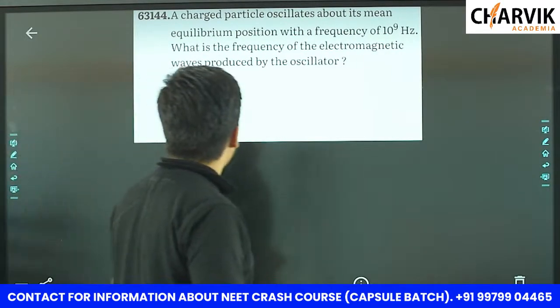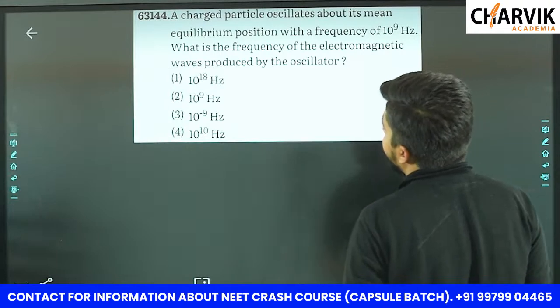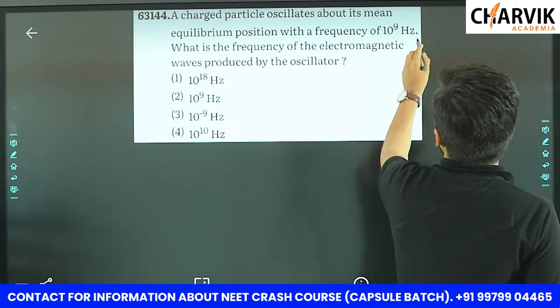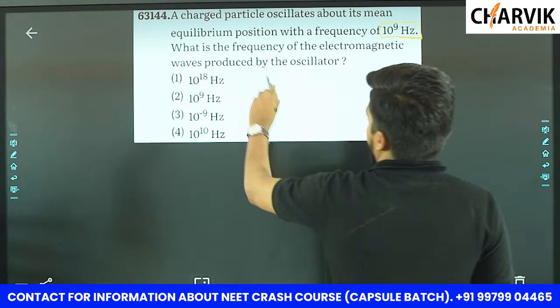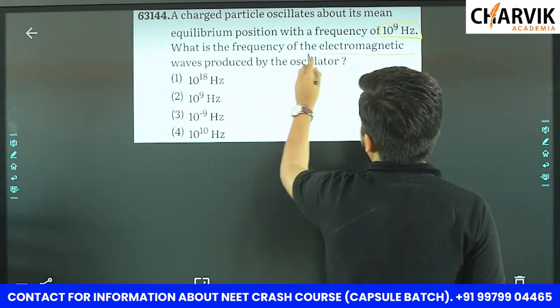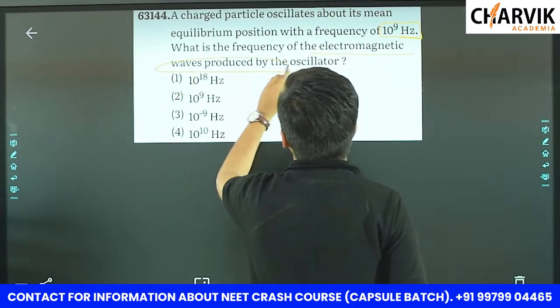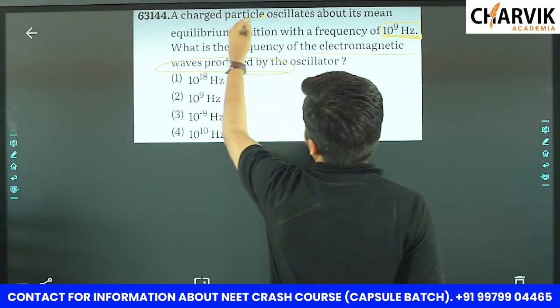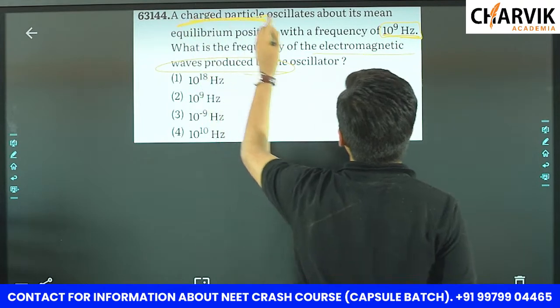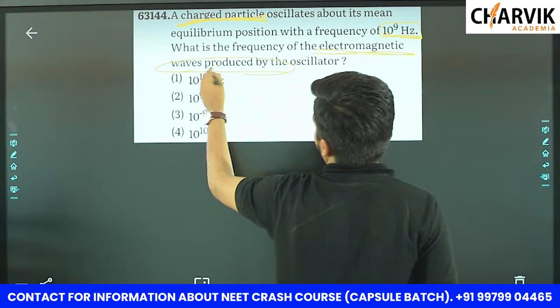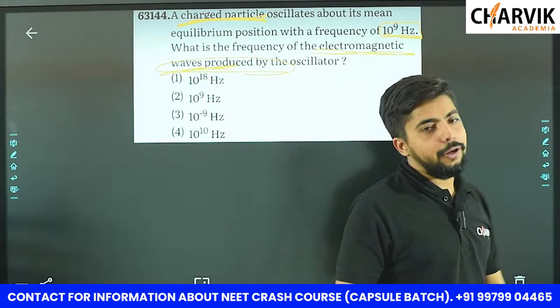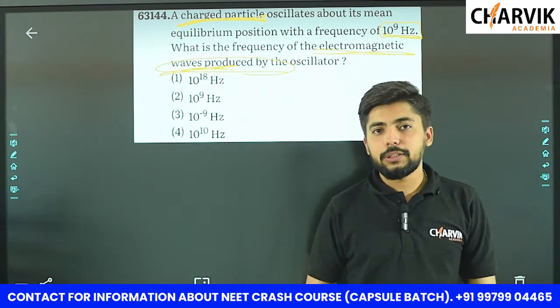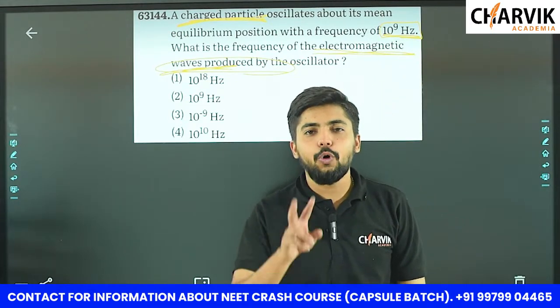A charged particle oscillates about its mean equilibrium position with a frequency of 10 raised to 9 hertz. What is the frequency of the electromagnetic wave produced by the oscillation? They have given you the oscillation of the charged particle, and they are asking you the frequency of the wave produced. So the frequency of the wave and the frequency of the oscillating particle are both the same.